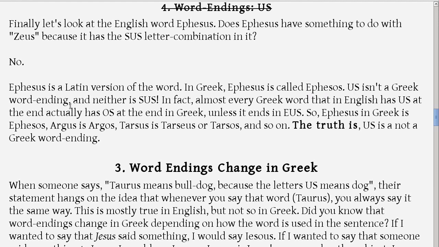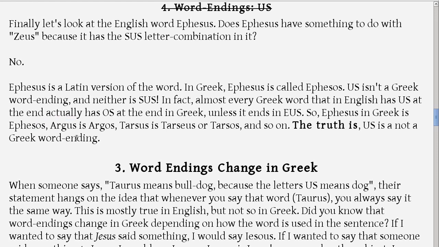US isn't a Greek word ending, and neither is SUS. In fact, almost every Greek word that in English has US at the end actually has OS at the end in Greek, unless it ends in EUS, like thesis. So, Ephesus in Greek is Ephesos, Argus is Argos, Tarsus is Tarsefs or Tarsos, and so on. The truth is, US is not a Greek word ending. Now you can see in these examples, Ephesus in English ends in US. However, that's a Latinized version of the Greek word, which ends in OS.